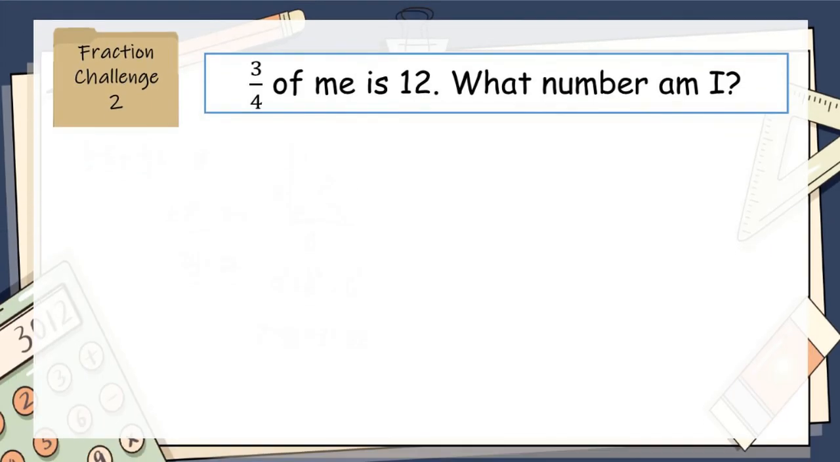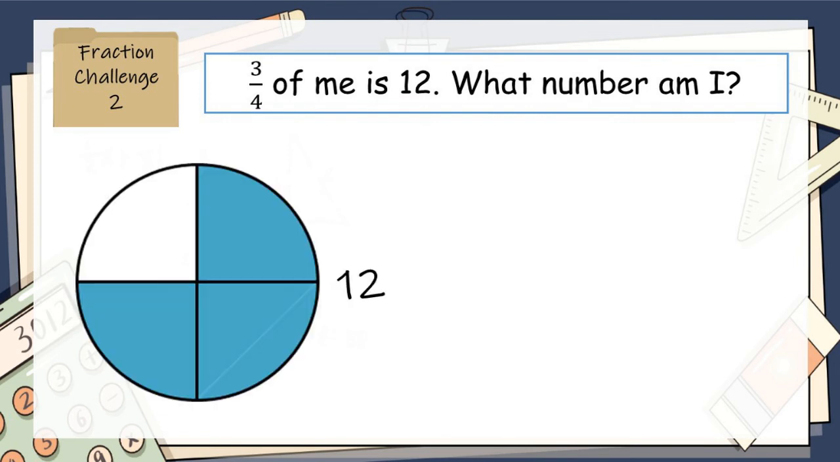Let's try another one, but we'll do it together step by step. 3/4 of me is 12. What number am I? So let's draw our picture again of quarters and fill in the information that we know. So we know that 3/4 is equal to 12. If 3/4 is equal to 12, what would one of those quarters be equal to? Pause the video and see if you can figure it out.